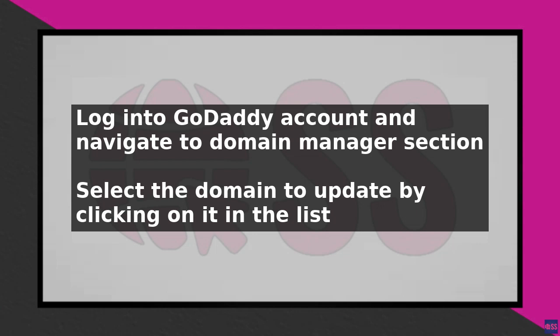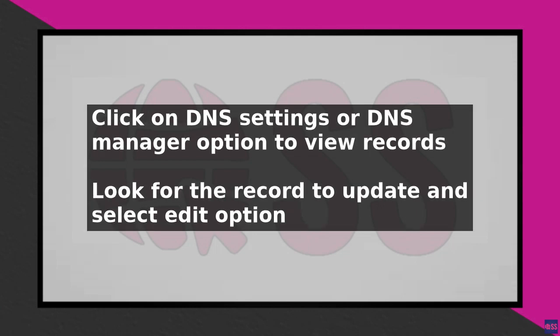In the Domain Manager, click on the DNS Settings or DNS Manager option. This will take you to the DNS management page where you can view and edit all your DNS records. Look for the record you want to update. It could be an A record, MX record, or any other type of record.